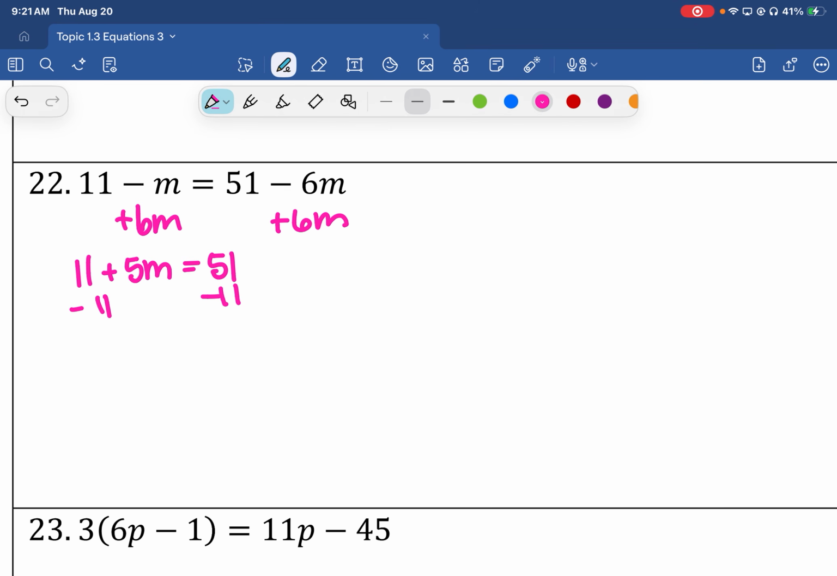All right, y'all should be doing all 3 of those. Do 21, 22, and 23.